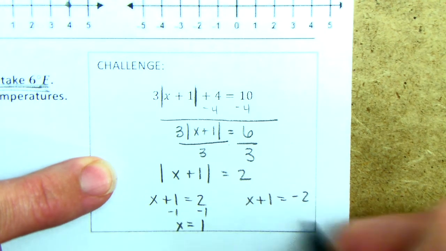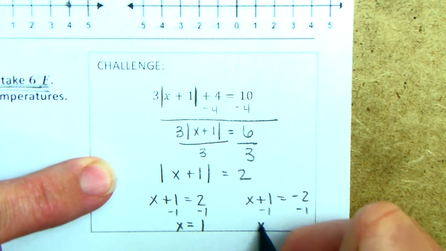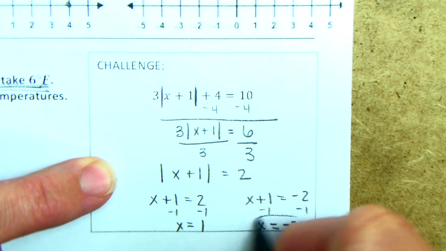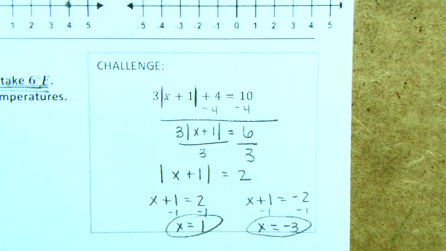So x is either 1 or negative 3. You're going to have some questions like that on your assignment as well. So make sure you solve for your absolute value part, and then you can set up your two equations. All right, let's look at the word problems on the back side.